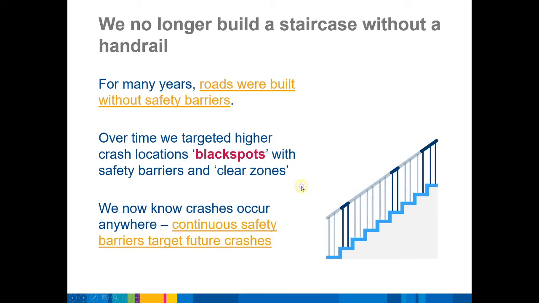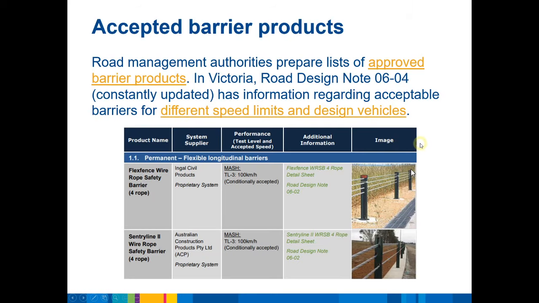But now we recognize that crashes can occur anywhere. So by using a continuous safety barrier system, we're able to target potential future crashes. We're able to do a lot better at that kind of thing.